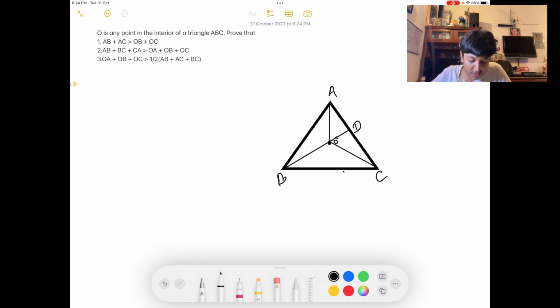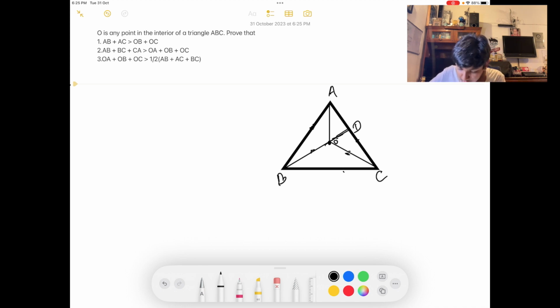Now, we have to prove that AB plus AC is greater than OB plus OC. So how are we going to do this? Basically we need one construction for this question, and that is OD, right? So we have to draw OD, that is just an extension of the BO line, right?